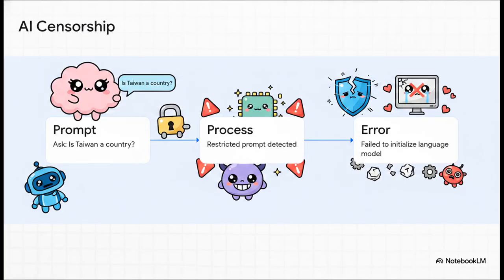And the self-censorship goes way beyond just language. Let's see how the system handles a politically sensitive prompt. If you ask it, is Taiwan a country, the system actively censors itself by instantly crashing the language model. You can see it process the restricted prompt, and then, boom, it generates a hard error, failed to initialize the large language model. It's a truly fascinating look at how ideological guardrails are hard-coded straight into the machine's primary operating functions.